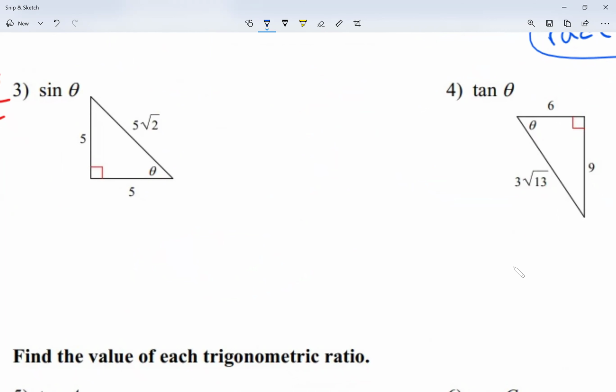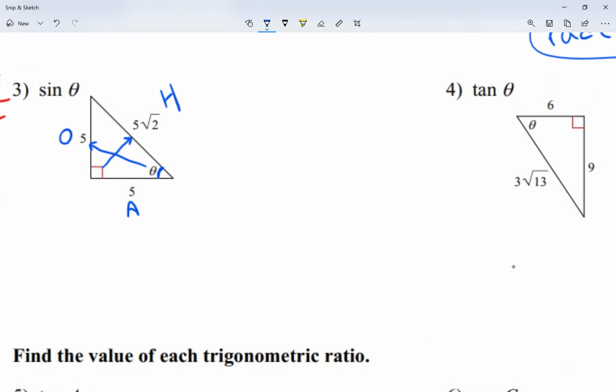Okay, so now looking at question number 3, sine of theta. I'm asking you for the sine of theta and I gave you a triangle. Let me label the 3 sides. I look for the 90-degree angle. Farthest away from the 90-degree angle, we call that hypotenuse. I look for theta. Theta is right here. Farthest away from theta, we call that opposite. So then this other side is going to be called adjacent.